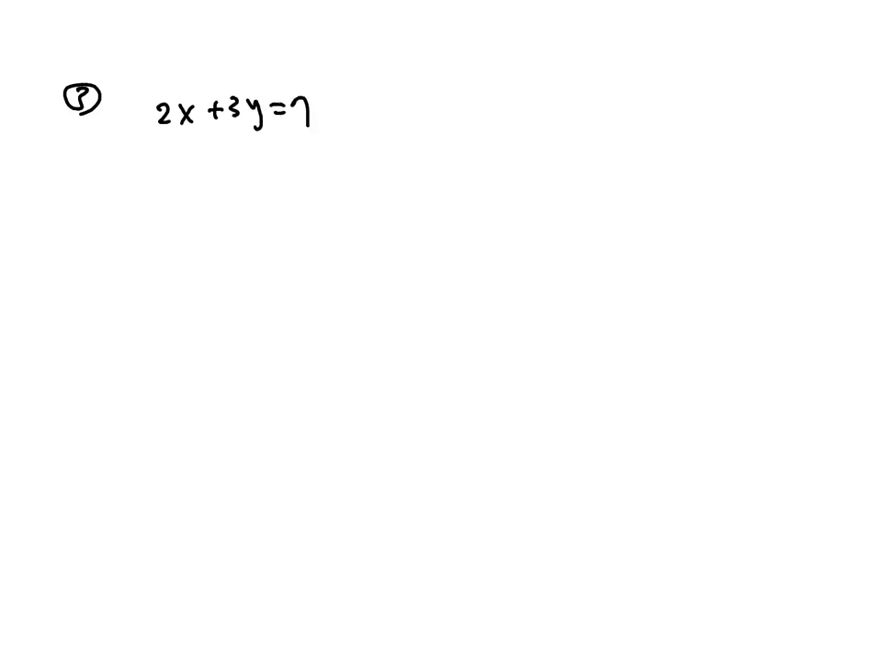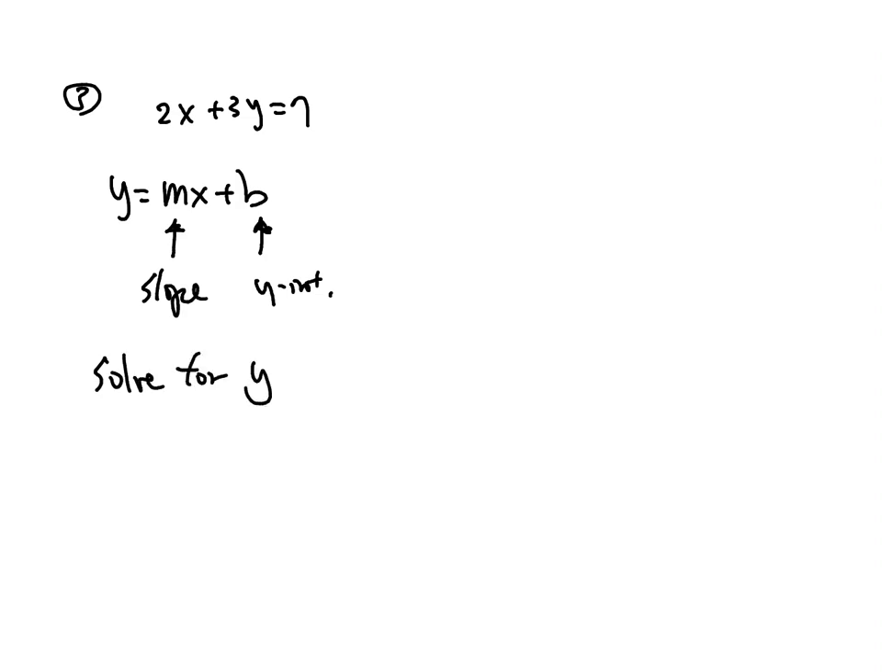Now, because we're looking for the slope and the y-intercept, automatically I want to think about y equals mx plus b, because the slope is m, and b is the y-intercept. So all I have to do is solve for y. That is all I have to do. If I have 2x plus 3y equals 7, I need to solve for y.